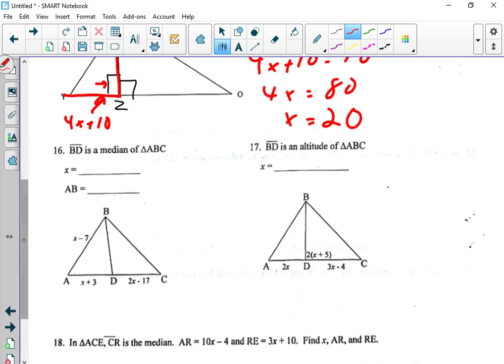Okay, BD is a median of ABC. BD is a median, which means this and this are equal. So I can say x plus 3 equals 2x minus 17. Subtract x, add 17, I get x is 20. Now it says find the measure of AB, so I'm going to plug 20 in right here, 20 minus 7, and get 13. Moving on, BD is an altitude. That means this is 90 degrees.